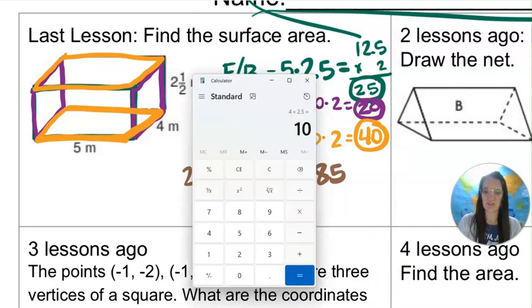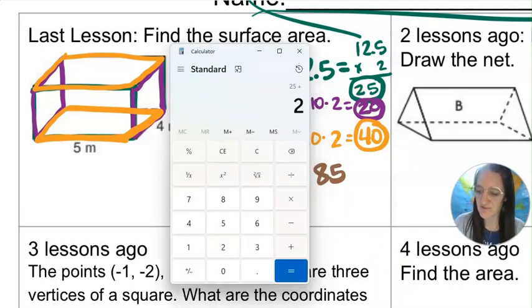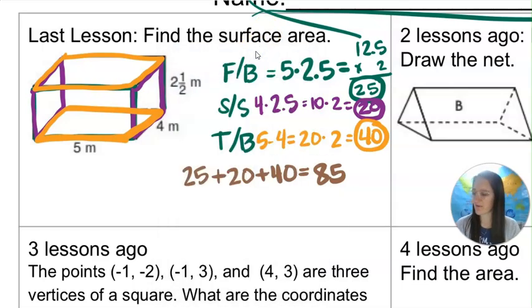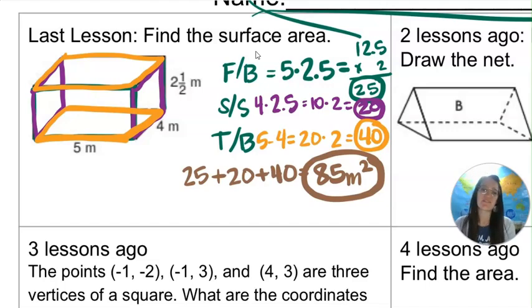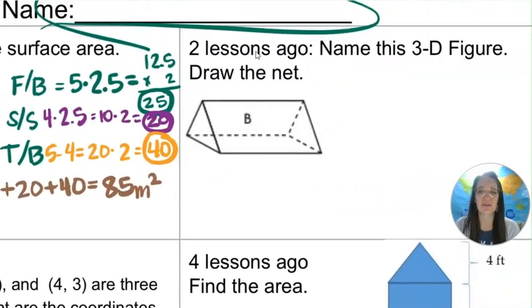But I will check with my calculator. 25 plus 20 plus 85. Oh, am I really that far off? What did I do? 25 plus 20 plus 40. Nope, 85 that time. Okay, I like that better. Meters squared. So the surface area of the rectangular prism is 85 meters squared.